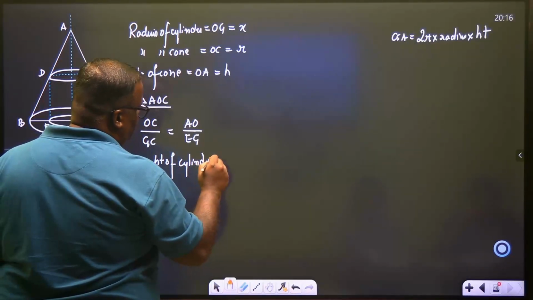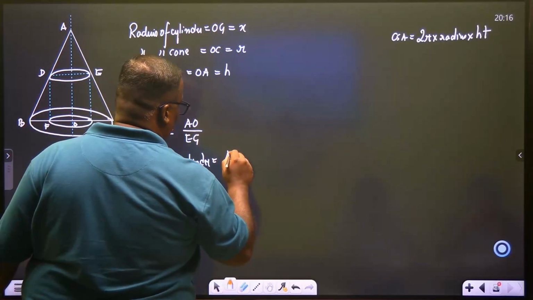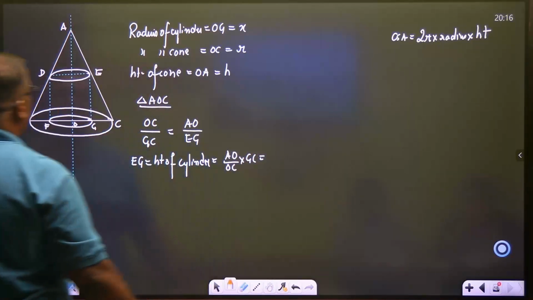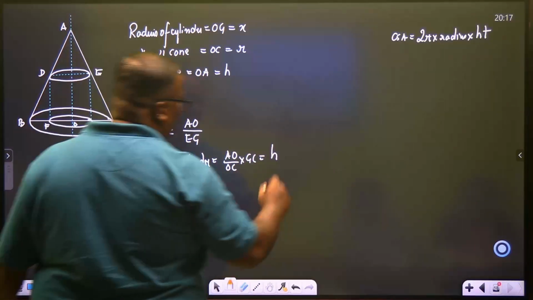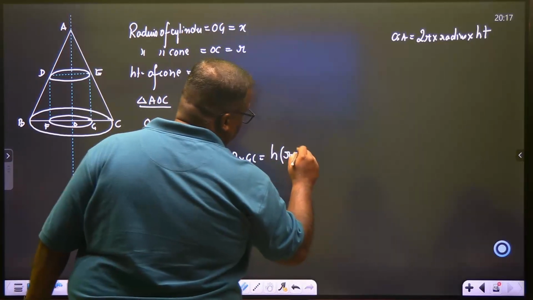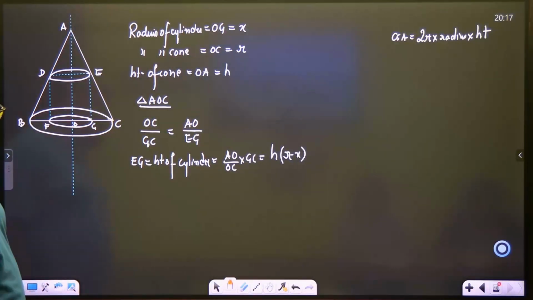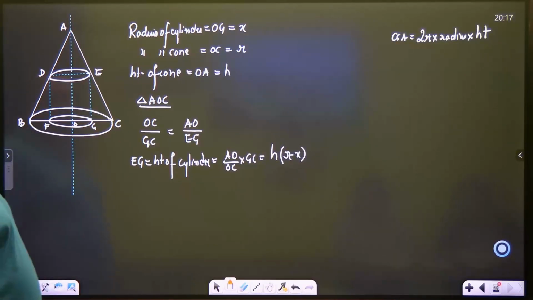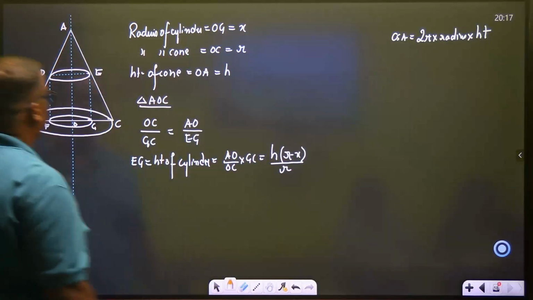So EG is the height of the cylinder. So the height of the cylinder is equal to how much? Height of the cylinder EG will be equal to AO by OC multiplied by GC, which means what is the value of AO? H. What is the value of GC? GC is cone radius minus cylinder radius, R minus X, divided by OC. OC is R. Fine.